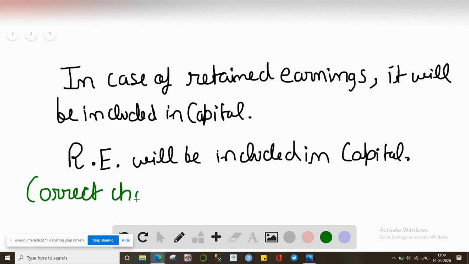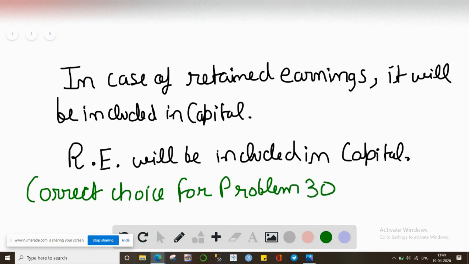Why is that so? Because the question asks which of the following accounts will not be increased by a debit. Except for the three, there is only retained earnings, which will be included in capital, and there will not be any increase in the retained earnings by a debit. There will be a reduction in the retained earnings. So the correct choice for problem 30 is A.